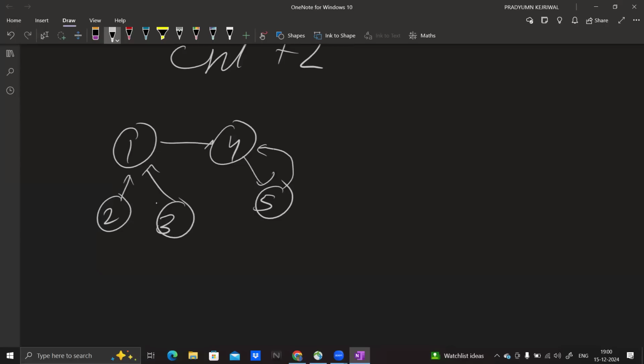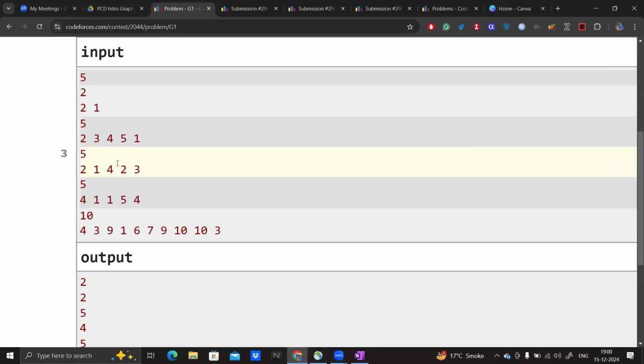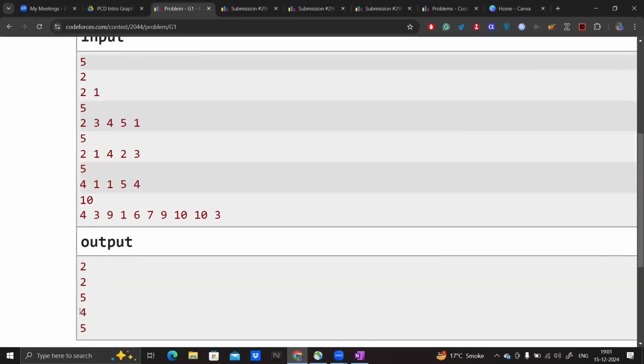So in this case, first 2 and 3 will be deleted. So count will become 1. Then 1 will be deleted. So count will become 2. And then there are no nodes with degree 0. So therefore 2 plus 2, which is 4, that is the answer. So therefore 4 is the answer. Right? That's what we are doing. So I think it should be clear.